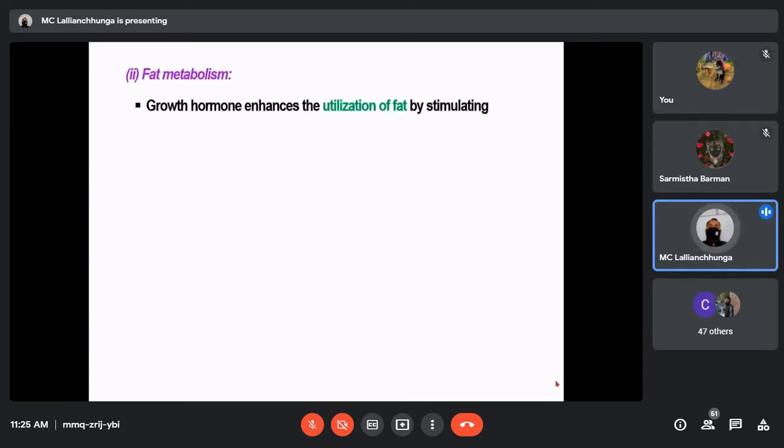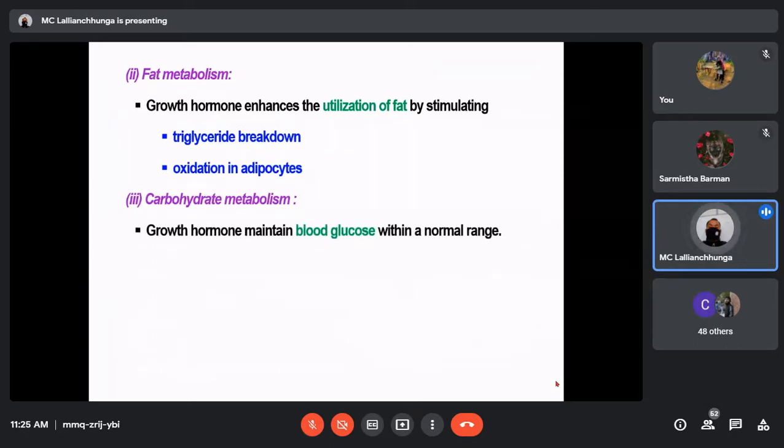What about fat metabolism? Growth hormone enhances the utilization of fats by stimulating triglyceride breakdown and oxidation in adipocytes. This I've already told you. What growth hormone does in the adipocyte is cause breakdown of triglyceride into free fatty acids, that I've already told you. Oxidation in adipocytes also. And the last one is carbohydrate metabolism.